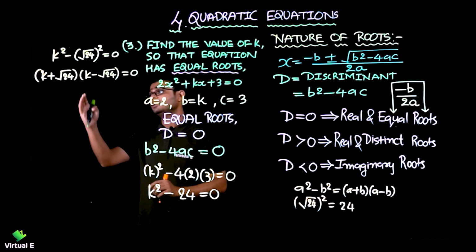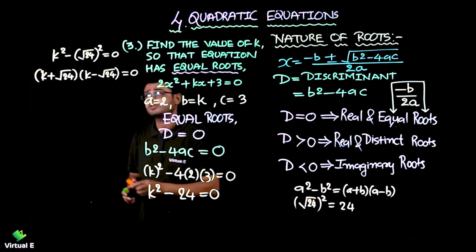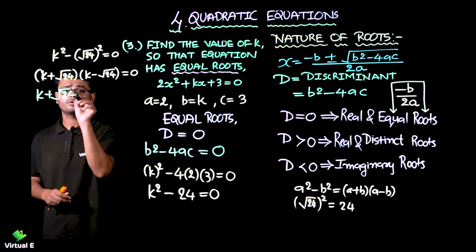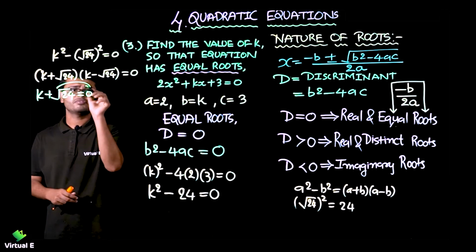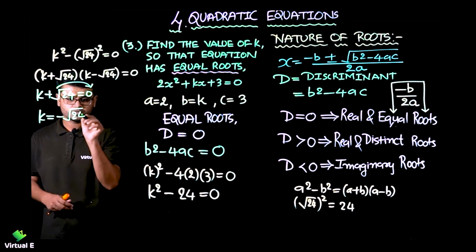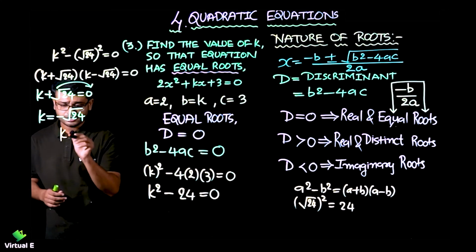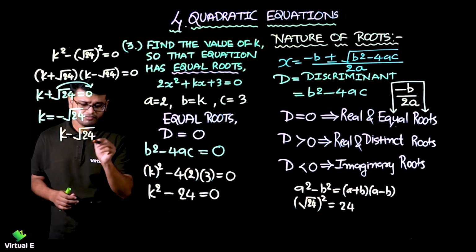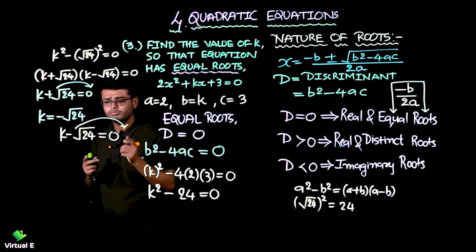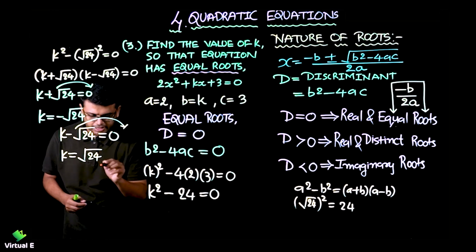Now I am going to take the individual factors as 0. Either this will be 0 or the other factor will be 0. So k plus square root of 24 is equal to 0. If I shift it, it will become negative, so k is equal to minus square root of 24. For the second factor, k minus square root of 24 is equal to 0. Let's shift this over here, it will become positive. So k is equal to square root of 24.